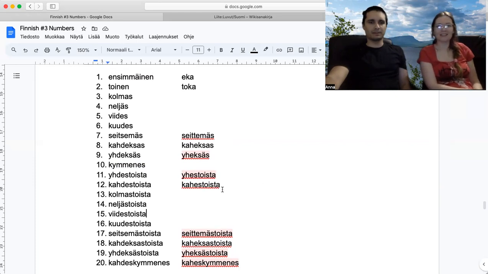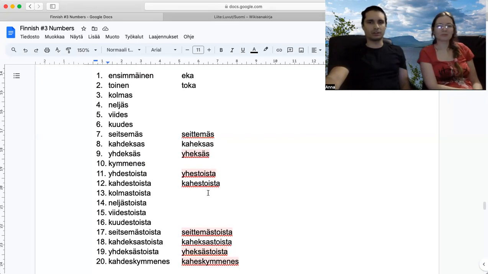Yeah, and 21, 22, and all the numbers between, you would say, for example, 21st, 22nd, 23rd, 24th, or colloquially, 25th, 26th, 27th, 28th, 29th, and then with 30th, you remember 3, 10, ensimmäinen, the beginning the same, and then toinen, 3, 4.